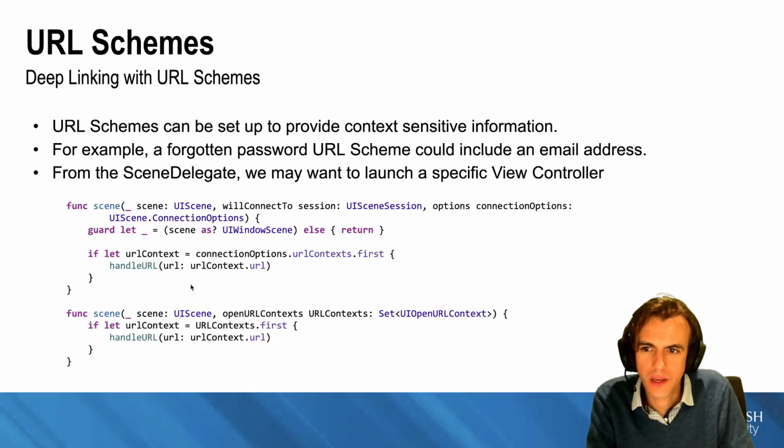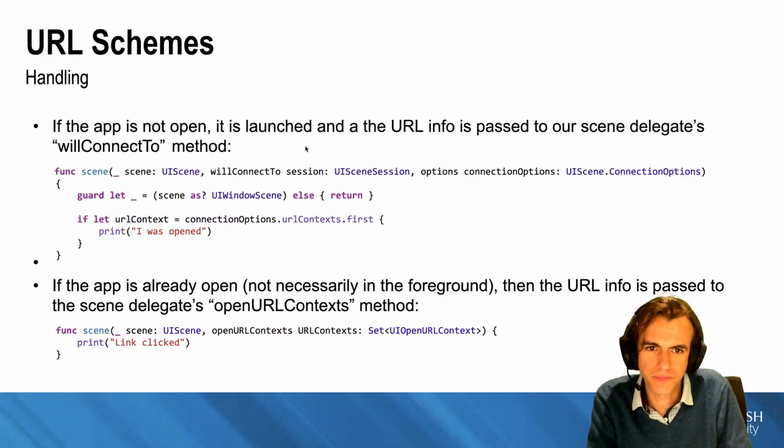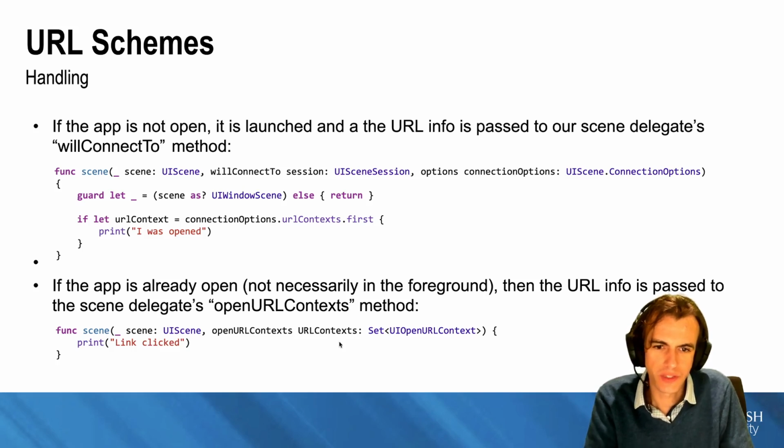In this case, it's via the connection options argument, and it has a URL context property, and we can just take the first URL context and that will contain a URL. If the app is already open, though it may not be in the foreground, then the URL is passed to the scene delegate's open URL contexts method, and we can again just get that URL.